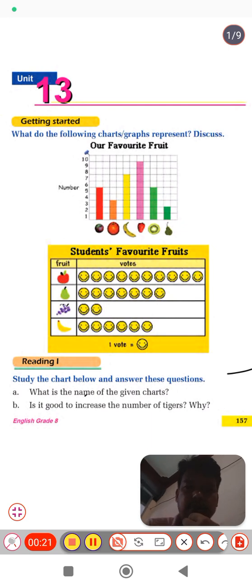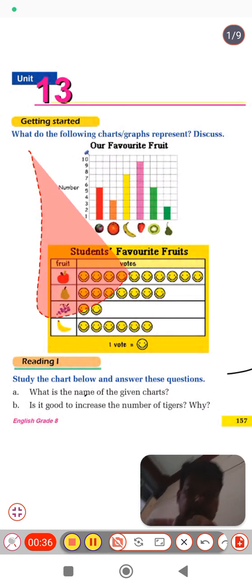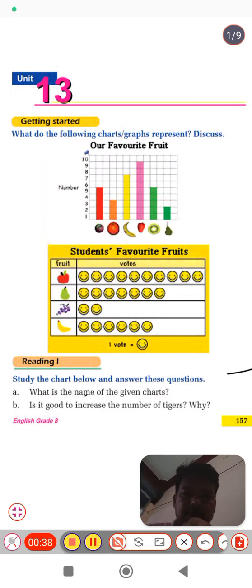So today I am here with you with a new unit, that is unit 13, reading 1. We are going to discuss the reading 1 text. Before that, students, let us discuss these pictures. Here we have two pictures.